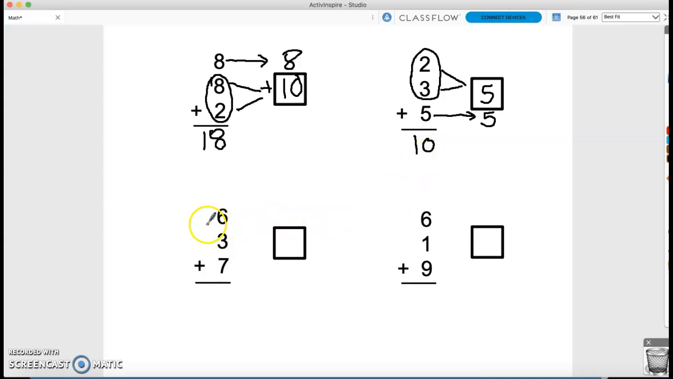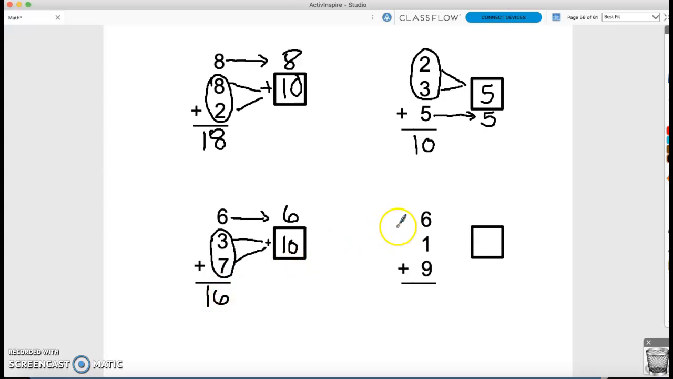Let's go down here. Is there anything that we can use to either make a 10 or make a double easy? Well, I know that 7 and 3 are 10. So that's my easy one that I know. So I'm going to make a 10 first. But remember, we still have our third number to add. So now I have 6 plus 10. 6 plus 10 is 16.